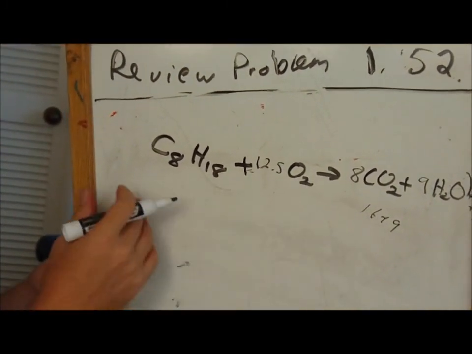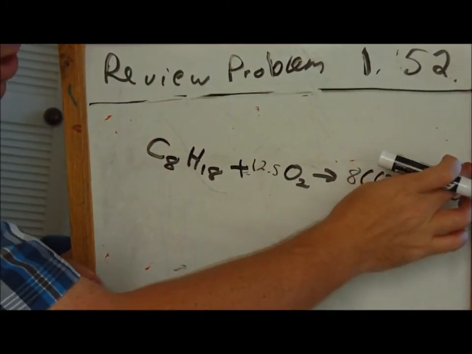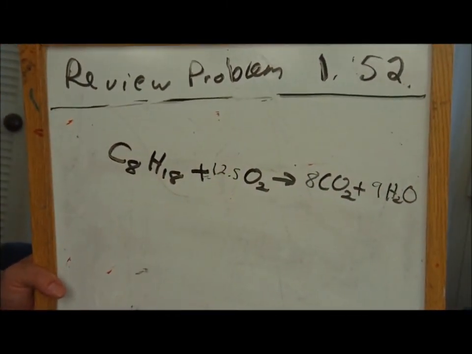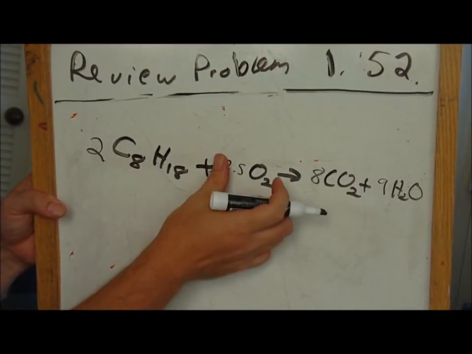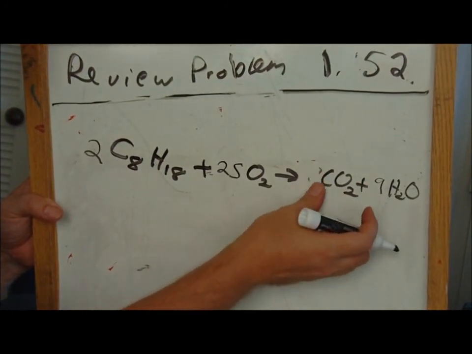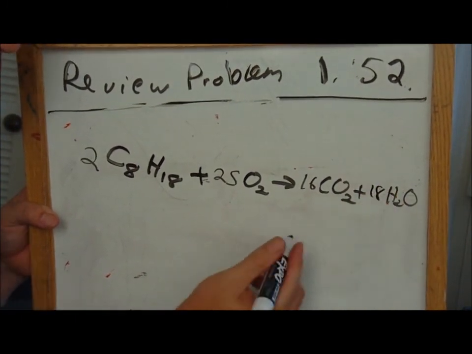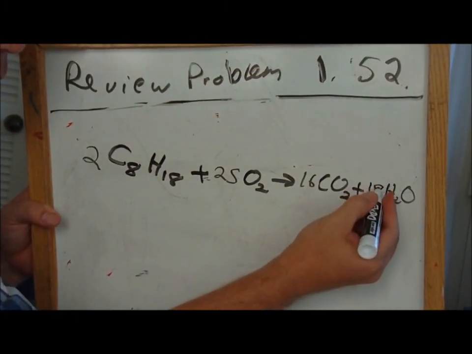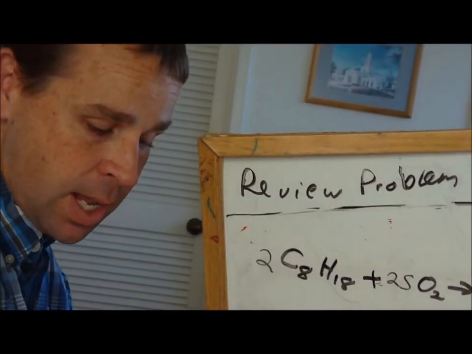Now that's not done either. It's balanced here, but a balanced equation shouldn't contain fractions if we can avoid it. So we have to multiply everything by 2 so that this 12.5 will be a whole number. 12.5 times 2 is 25. 8 times 2 is 16. 9 times 2 is 18. Yeah, that's right. All right. So now we have a balanced equation, and that's the answer to that problem.